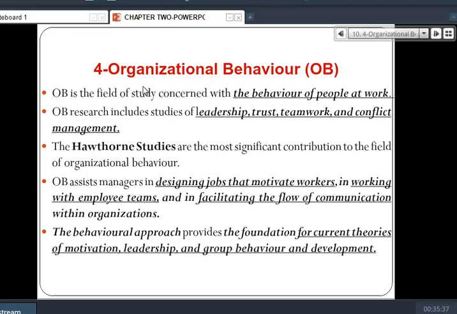The number four is organizational behavior, OB. So it might be a multiple choice or true or false question. I like the abbreviations or the short forms of the idioms. So OB refers to organizational behavior.